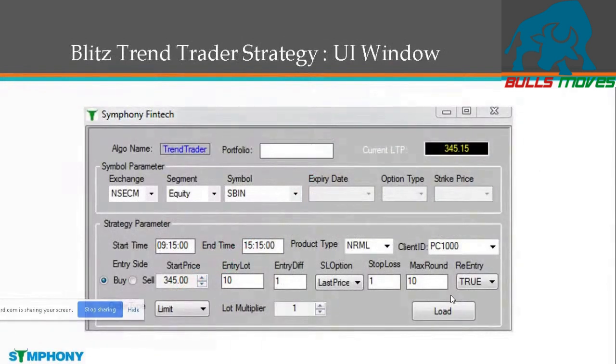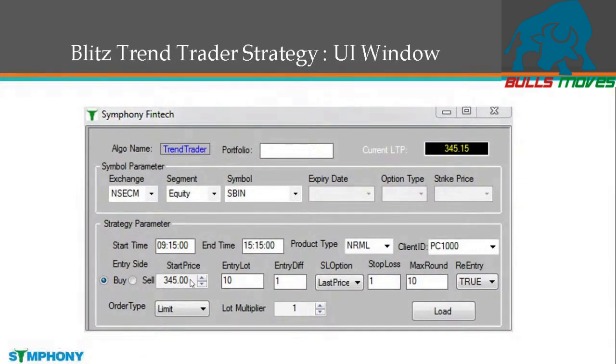And then this is the UI window of the trend trader strategy. So you have to select the stock, and then you have to select the strategy, some parameters like start time or end time. Then you have to select the product type, normal or MIS order, and then you have to select the client ID, and then you have to mention your entry side, whether it will be buy or sell, and then you have to mention the start price.